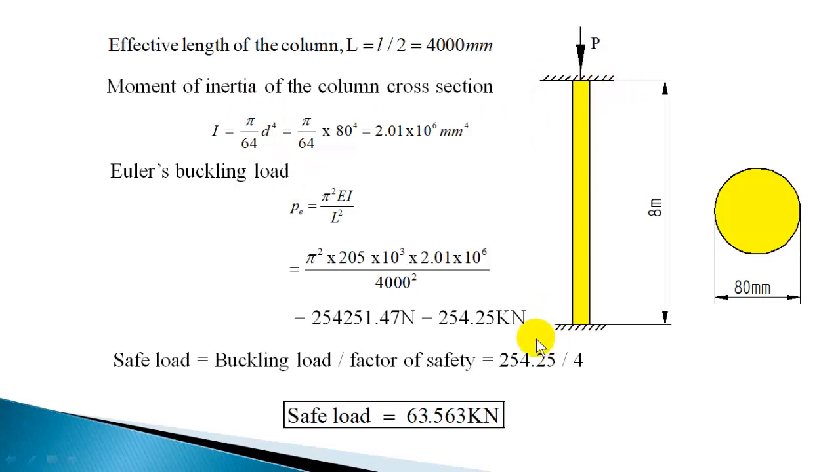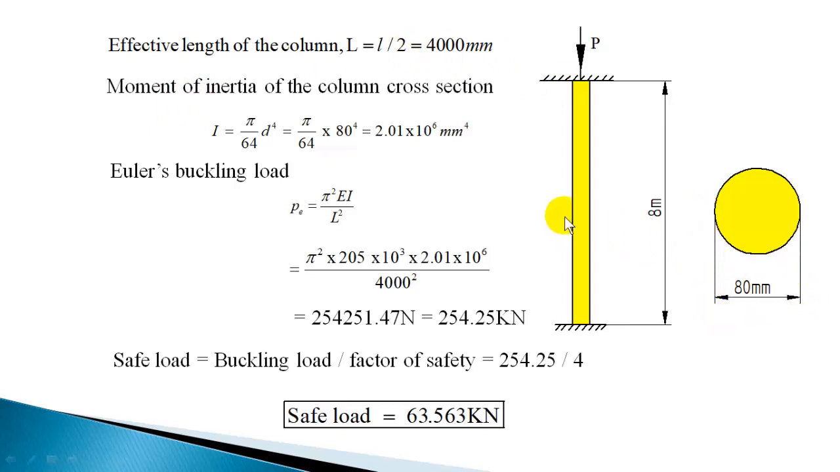Now since both the ends are fixed, effective length can be taken as total length 8 meter divided by 2. 8 meter means 8000 mm divided by 2, which will give 4000 mm. So effective length to apply in the general formula, that is pi square EI by L square, you have to use this effective length because they are fixed at the ends. You have to find out the effective length as half of the length of the column. So 4000 mm here.